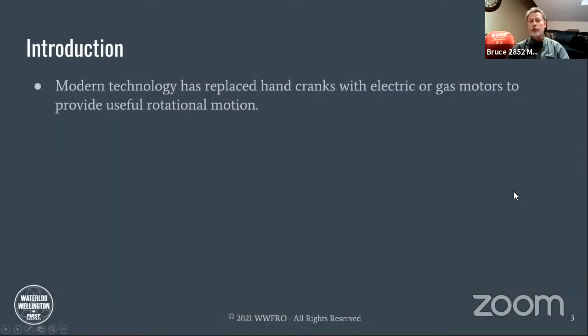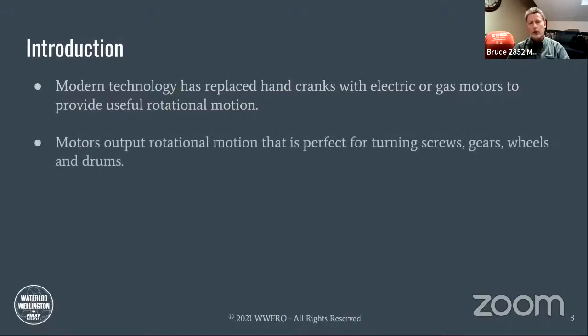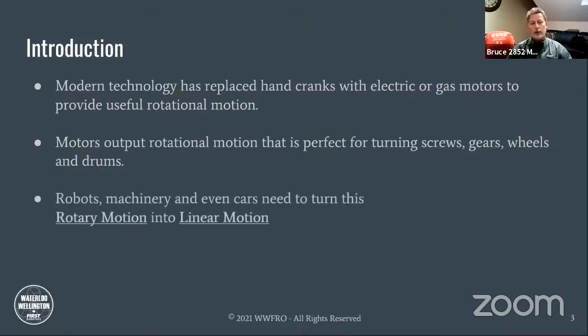Modern technologies replaced hand cranks with electric or gas motors to provide the useful rotational motion that we need. Motors output rotational motion that is perfect for turning screws, gears, wheels, and drums. Robots, machinery, and even cars need to turn this rotary motion into linear motion.